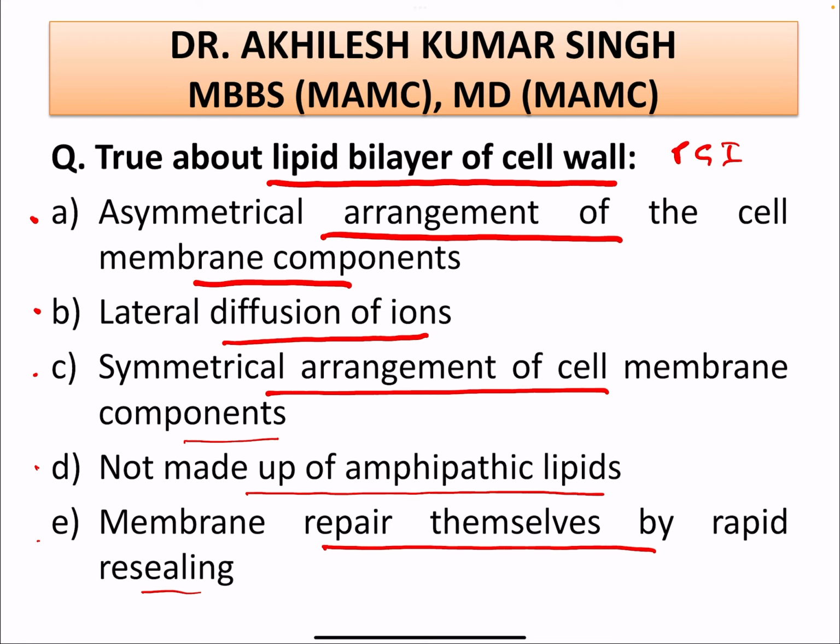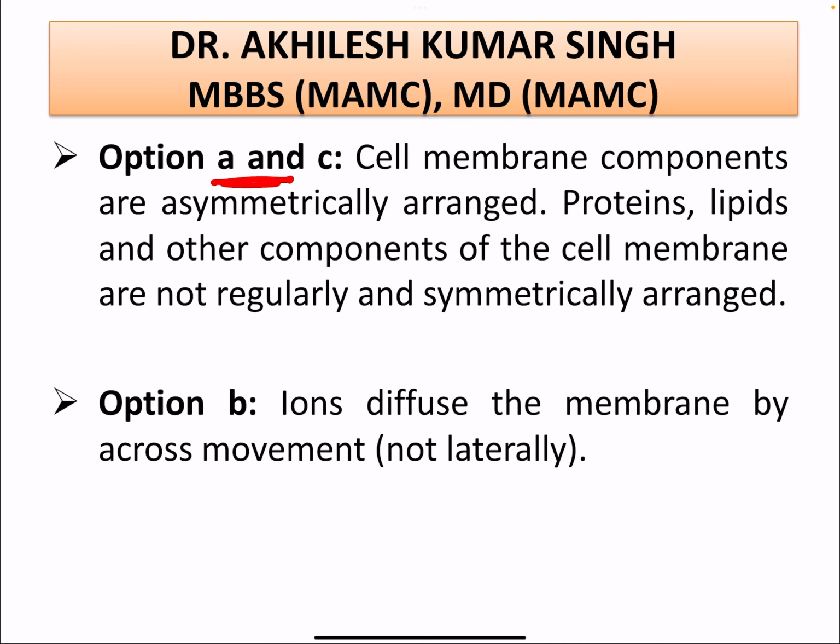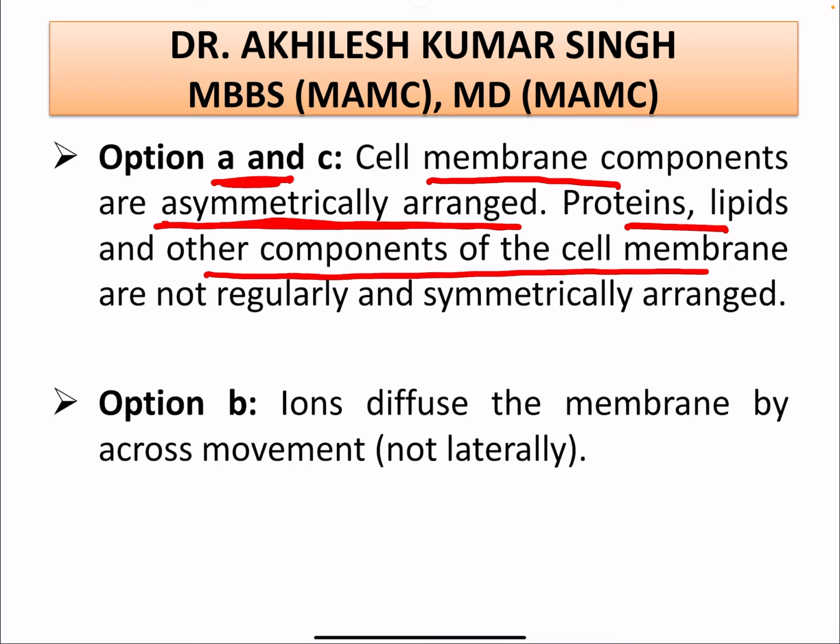Option A, asymmetrical arrangement, and option C, symmetrical arrangement. Regarding options A and C, I have told you in the previous question that the cell membrane components are asymmetrically arranged. So option A is correct and C is wrong. The protein, lipid and other components of the cell membrane are not regularly and symmetrically arranged. So option C is wrong here, A is correct.